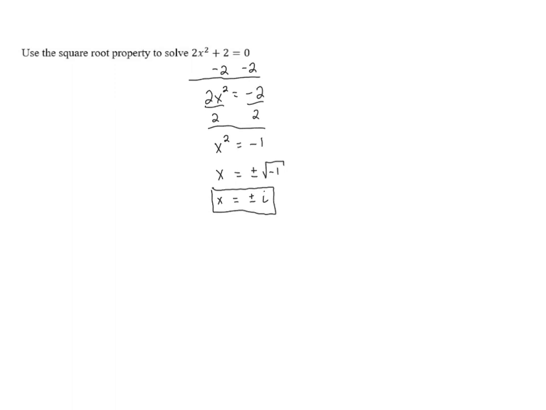Whenever we have x squared equals a negative number, or something squared equals a negative number, when we use the square root property and take the square root of a negative number, our answer is going to have an i in it. So we can expect to have an answer that's an imaginary number or a complex number whenever we're taking the square root of a negative in one of these problems.